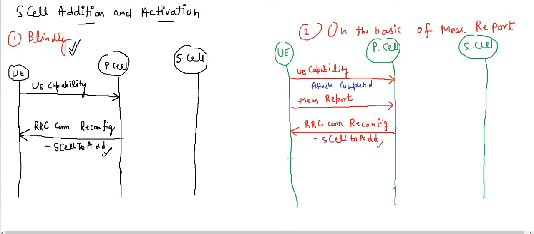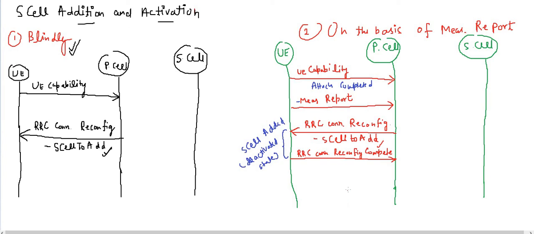The UE will apply all the configuration provided by the primary cell. In response to this message, the UE will send an RRC connection reconfiguration complete message. So till this point, the SCell is added. Remember, the SCell is added only, it's not activated. Whenever an SCell is added, it will remain in the deactivated state, meaning the UE is not using resources like PDCCH, PDSCH or PUSCH of the secondary cell to transmit or receive data.